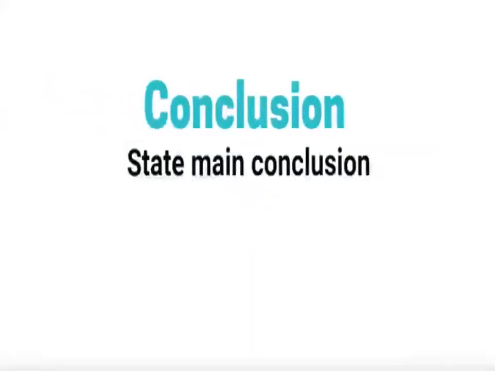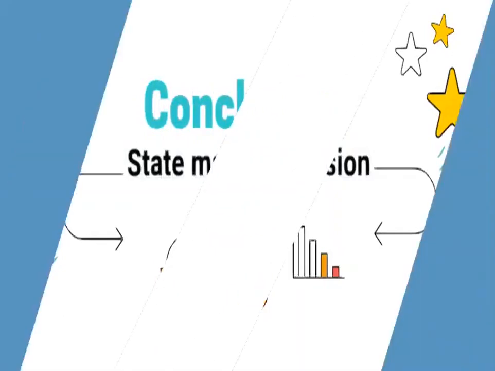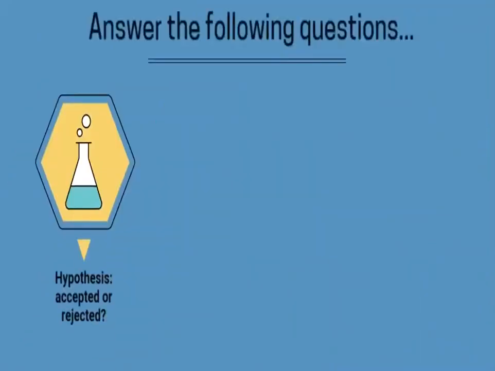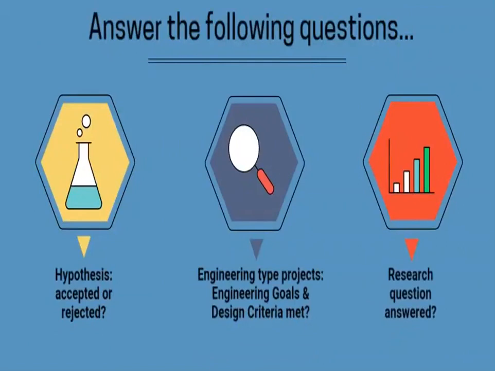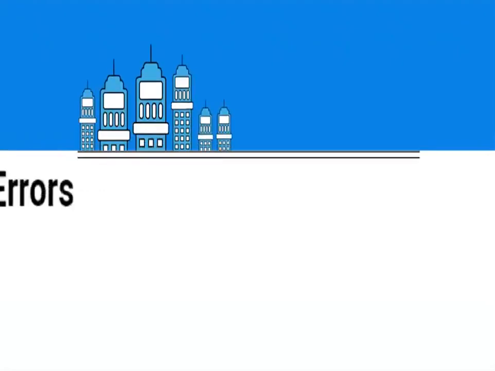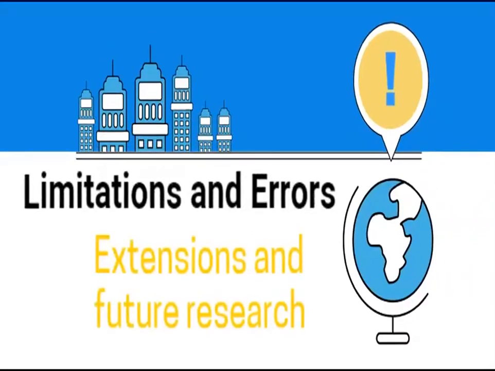Conclusions. What did you conclude from your research? You need to mention whether the hypothesis was accepted or rejected. For engineering-type projects, were your engineering goals met? Which design criteria were met? Was the research question answered? Were there any limitations or errors in your research? State some extensions of the investigation and suggestions for further research.